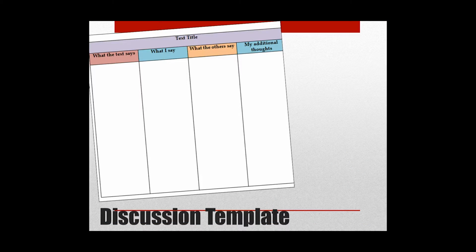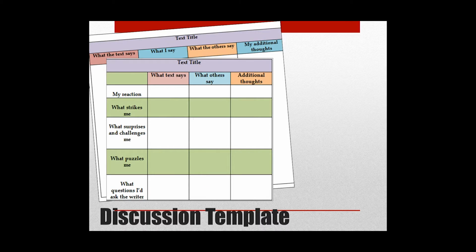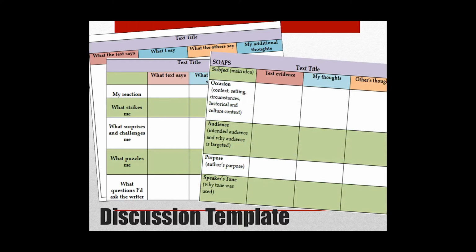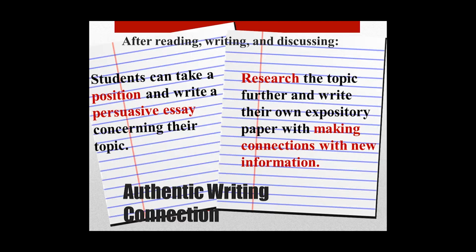Students can also use a preset template to guide their thinking and writing, depending on your purpose and strategies. Keep the template simple so that students are free to think and respond to the text and their classmates' thoughts and discussions. To make authentic writing connections, after reading, writing, and discussing, students can take a position and write a persuasive essay concerning their topic. They can research the topic further and write their own expository paper with new information. Writing takes thinking to a deeper level. It enhances students' ability to think, make connections, and achieve clarity, logic, and precision.